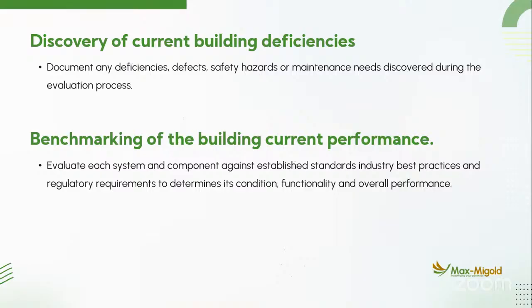Then if he agrees, the property owner can say, okay, go ahead, get that done. Or he can say, I am going to get that done with my own team of engineers. After I've done it, come and do another inspection. And from there, you can take over. This is industry best practice and regulatory requirement to determine its condition, functionality, and overall performance.